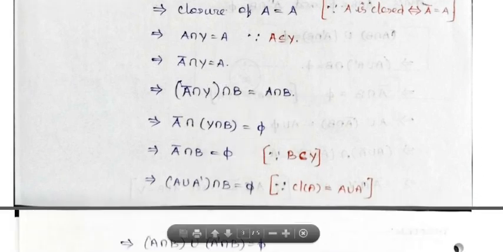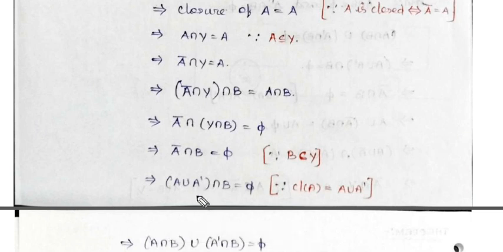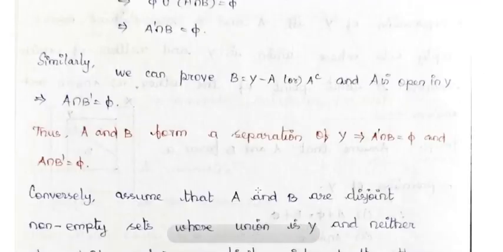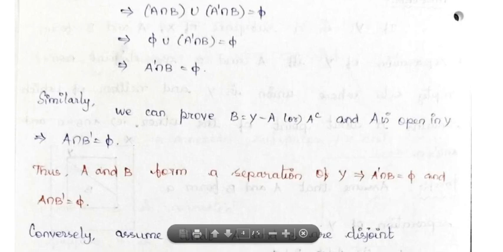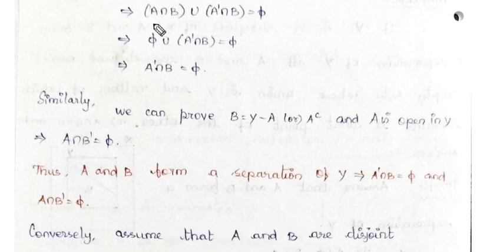We use here the distributive law. We know the result, closure of A equals A union A dash. So instead of A closure, we can write A union A dash. In the next step, we use the distributive law. A intersection B equals empty, and this is okay. Now the final answer is A dash intersection B equals empty. So we proved one result.